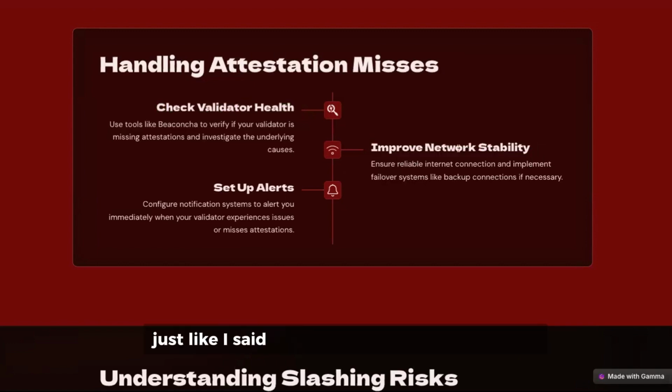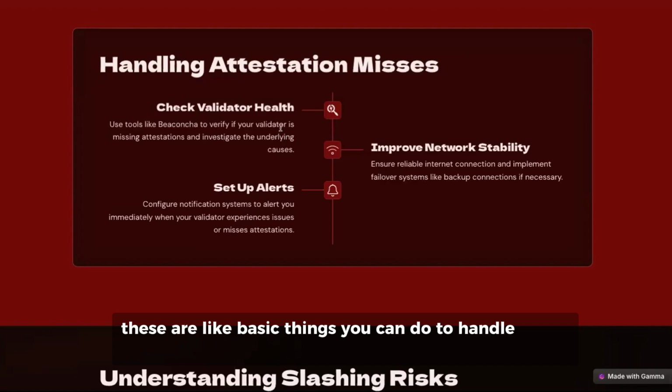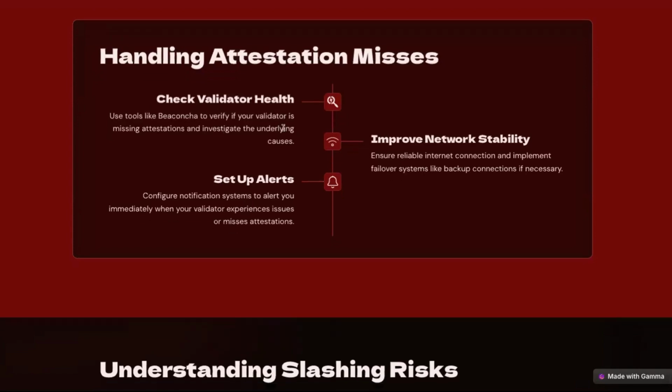Just like I said, the network plays a very big role in your node, and you also need to set up alerts for your systems once there's any issue. So if maybe you miss an attestation, you can have a trigger for that that notifies you. So basically, these are basic things you can do to handle missed attestations.